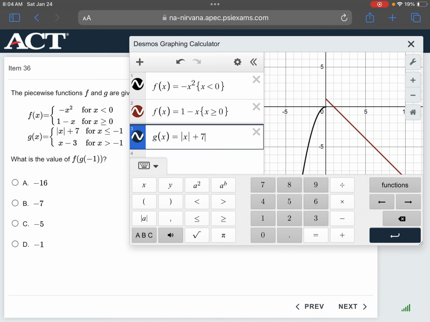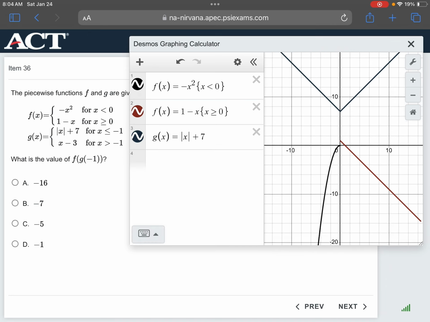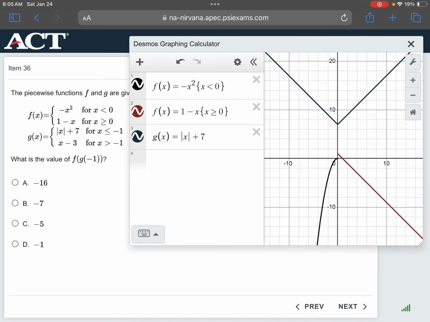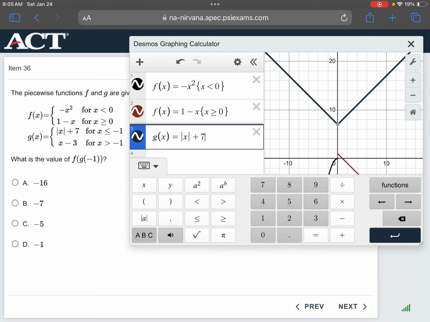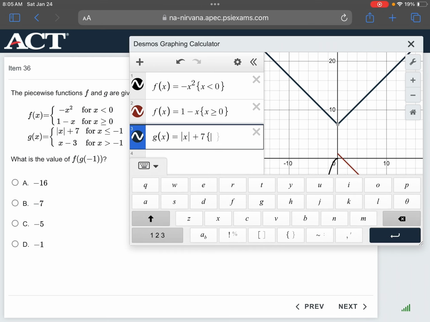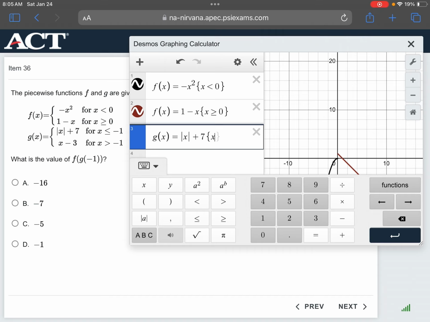So it doesn't look like it's there. Let's zoom out a little bit just so we can see it. There's the graph. The absolute value always gives us a V-shaped graph. Let's put in the restriction, x values less than or equal to -1. Okay, so there's the restriction.